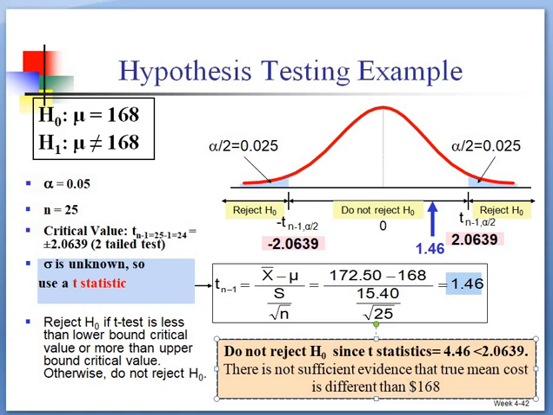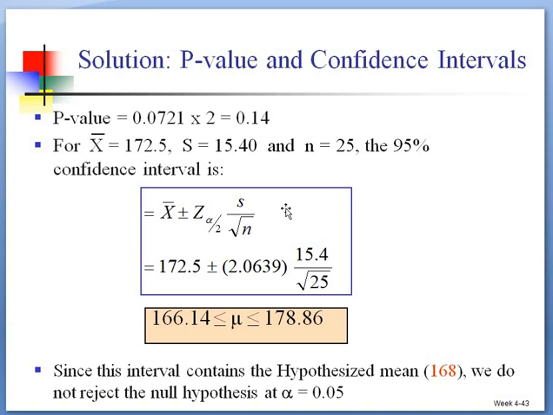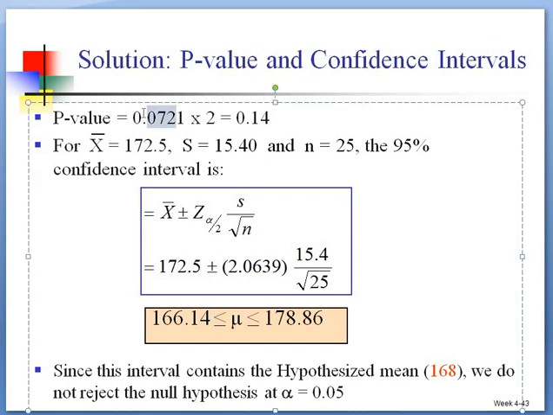Next, if the question doesn't ask you to compute the p-value, we can stop here. If the question asks you to calculate the p-value, then we can refer to the table and get a p-value of 0.0721. Since this is a two-tailed test, we multiply by 2 and we get 0.14.